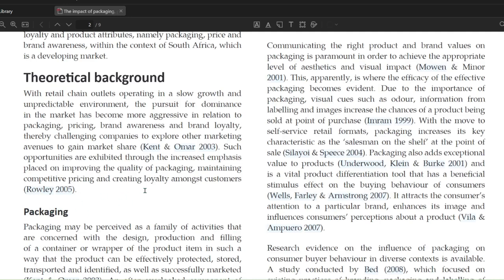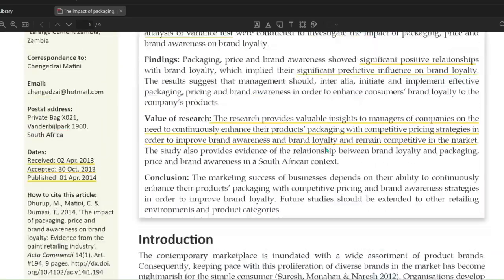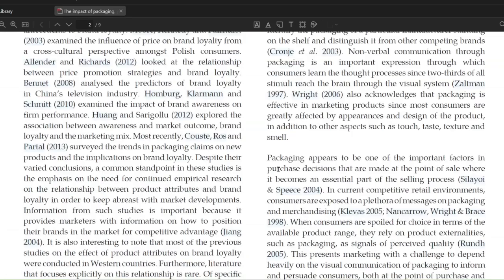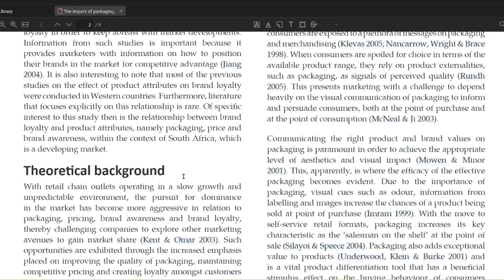One thing I have forgotten to express is that this study is on the paint retailing industry. The sample was customers who purchased various brands of paint. Okay, so we were in the theoretical background section.